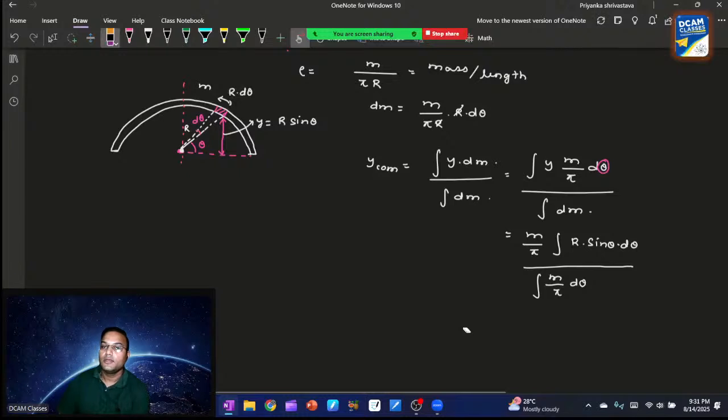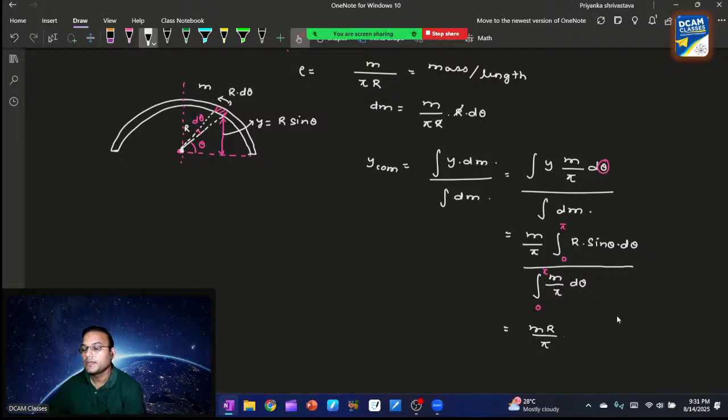Now you have to put theta. See, when we are integrating from one end to the other, theta is changing from 0 to pi. So we have to put the limits accordingly. This will be mr by pi. What is the integral of sine theta? Minus cos. Very good. These results you should remember.